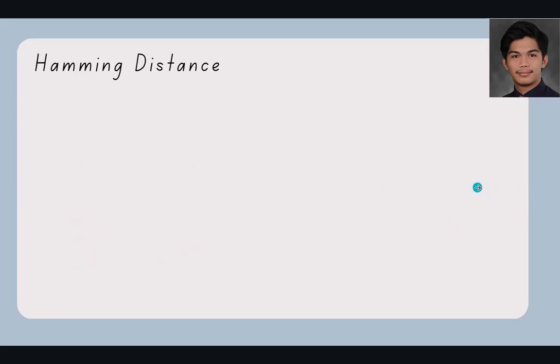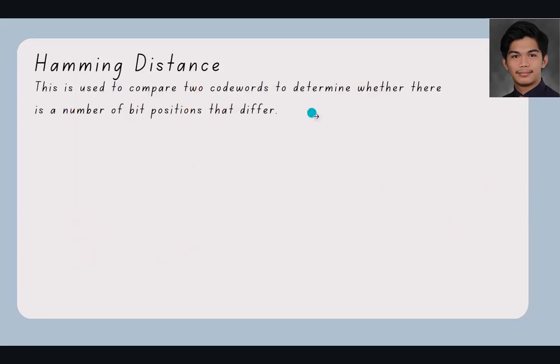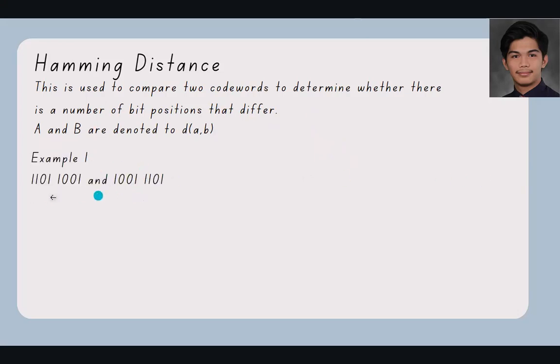We move on now to the Hamming distance. This is used to compare two code words to determine whether there is a number of bit positions that differ. So this compares two code words or two bit strings to see whether there is an error between them by determining the number of bit positions that differ. These two code words represent A and B and are denoted in this equation. Let's say, for example, there are two code words: 1101 1001 and 1001 1101.